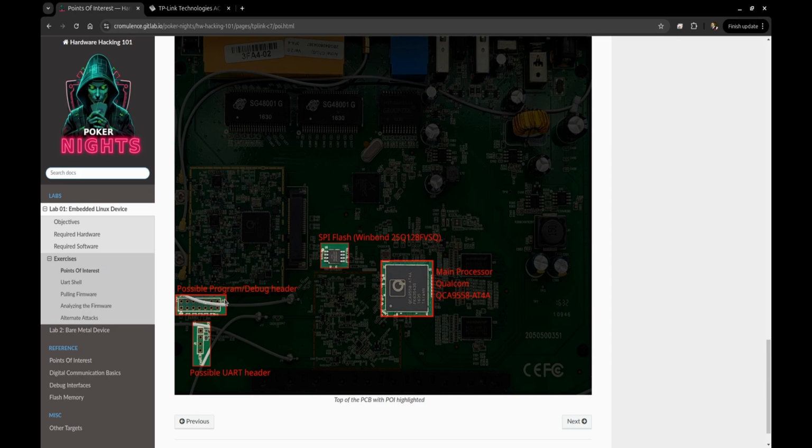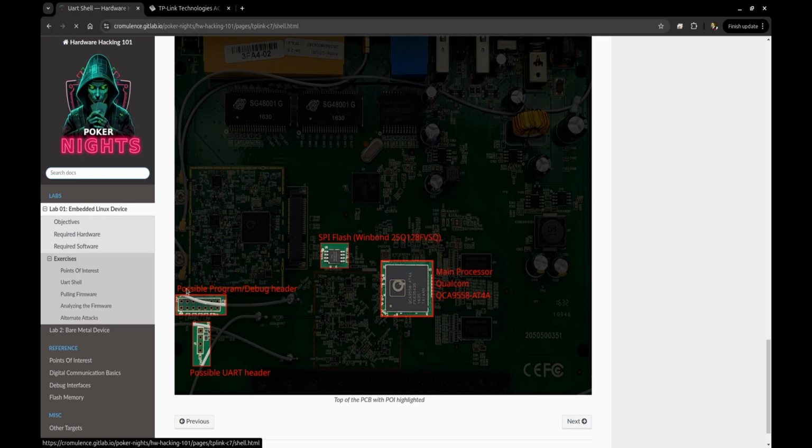And I labeled this one as a possible programming and debug header, just because it's not a standard pinout that I would expect to see, but it's a lot of signals, which makes me think that they're doing some sort of program and debug with it. This one down here is just 4 pins, and that's a really good indication of a UART interface, because you need your ground voltage if you want to power it, and then TX and RX. In some cases you'll see this as just 3 pins if you don't need to power from this interface.